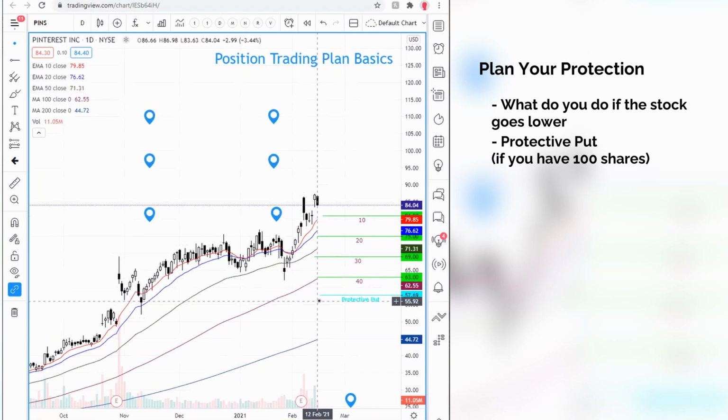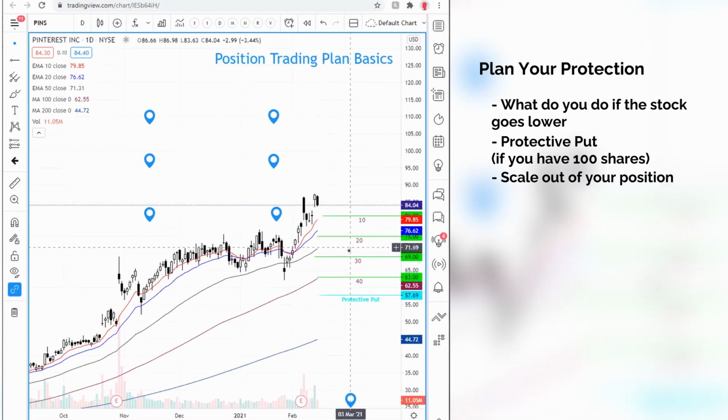If you don't have 100 shares, like if you're pyramiding into Shopify or Amazon, or a stock that's going to be really expensive to own 100 shares of, a couple things you can do is you can still get into a protective put, but it's going to be very expensive. So it might be better to actually scale out of your position as it does go higher. So if it does break above your average price, you can scale out of some of that, and then you can just have a smaller position if it does continue to go lower.